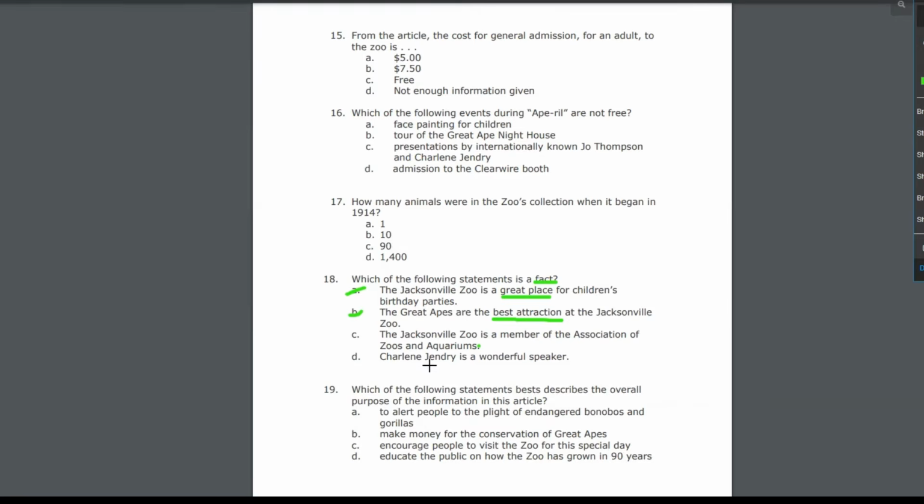And then if we look at D, it says Charlene Gendry is a wonderful speaker. So you see how it has the adjective wonderful? That lets me know that's an opinion, which leaves me with C, which is a fact, because that was actually mentioned in the passage. So when you're deciphering between facts and opinions, opinions will always have some type of adjective, like it was great, it was the best, hands down, things like that. That lets you know that's somebody's thought. It's not actual fact.